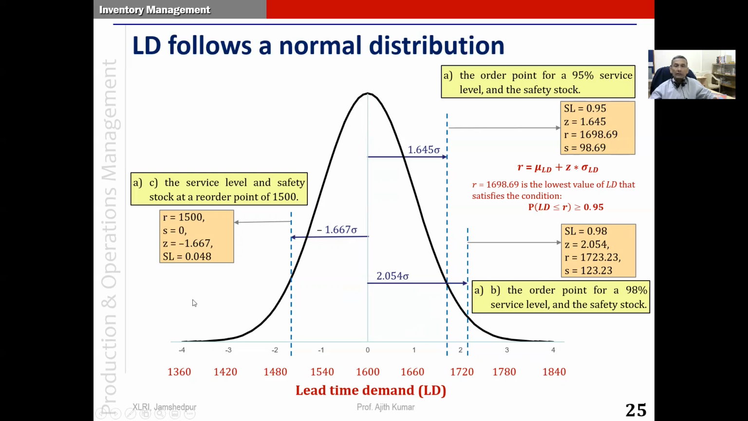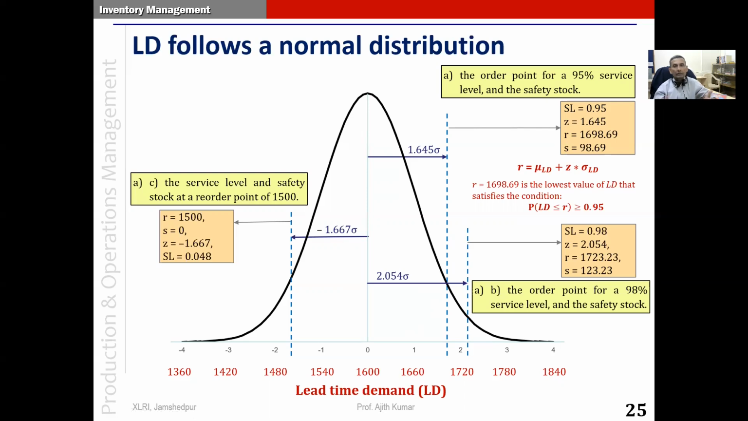Good. Now let's ask what is the safety stock for this? That is quite easy, because safety stock is 0 when the reorder point is less than the mean lead time demand. We already know that. And therefore, in this case, you can see that the safety stock would be 0.